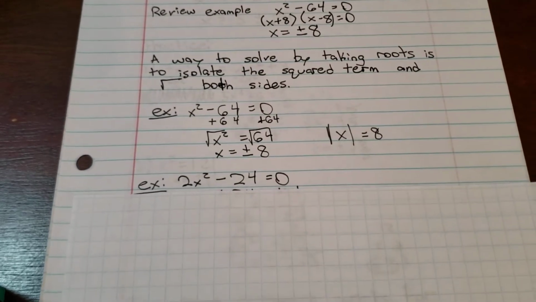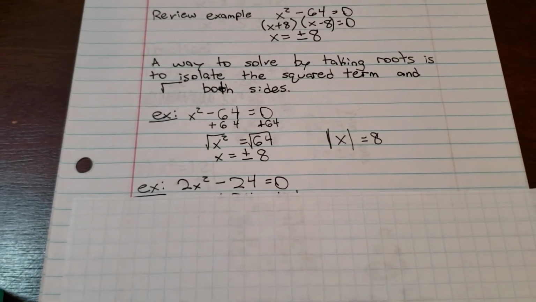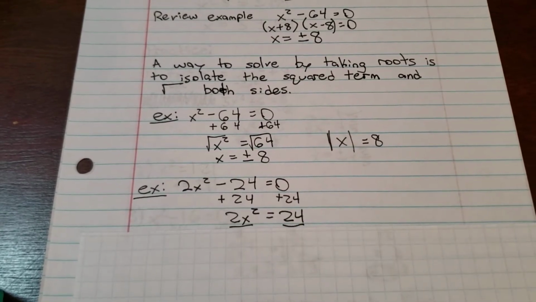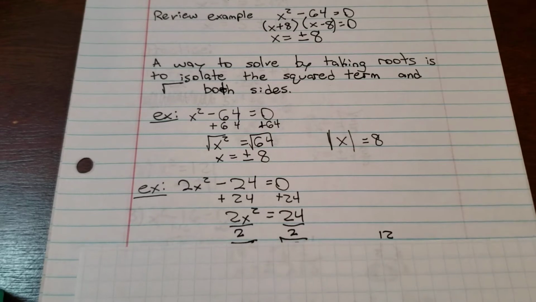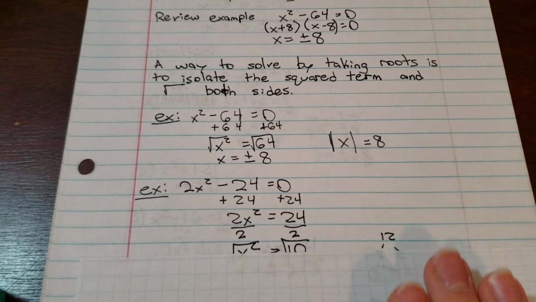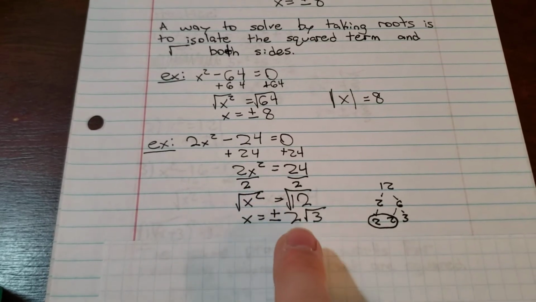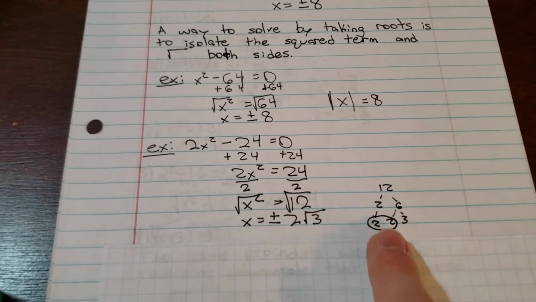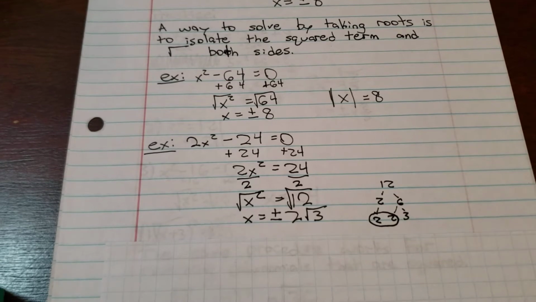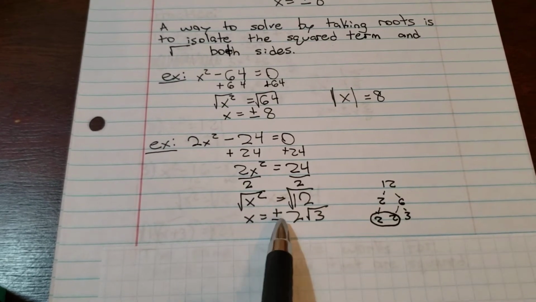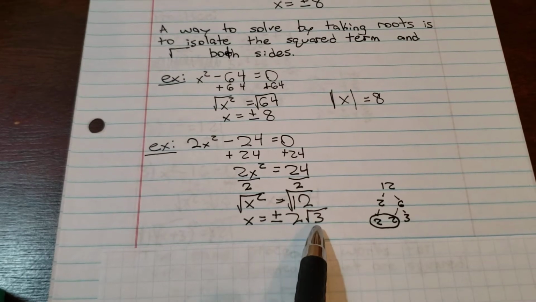We could do the same here. We're going to isolate that, adding 24 to both sides. Then we're going to divide it by 2 to get rid of that coefficient. Bada bing, bada boom. After simplifying the square root of 12, doing the little factor guy, it's going to be plus or minus 2 root 3.